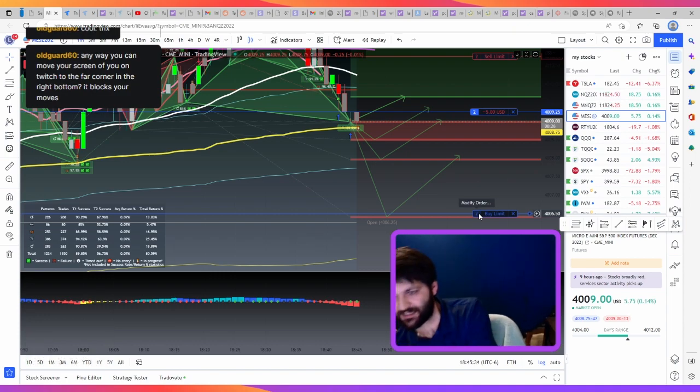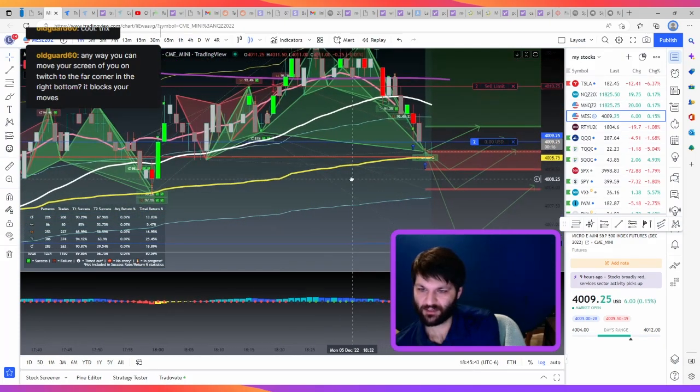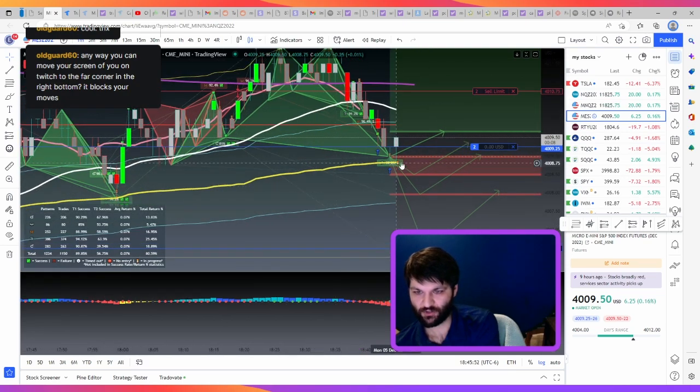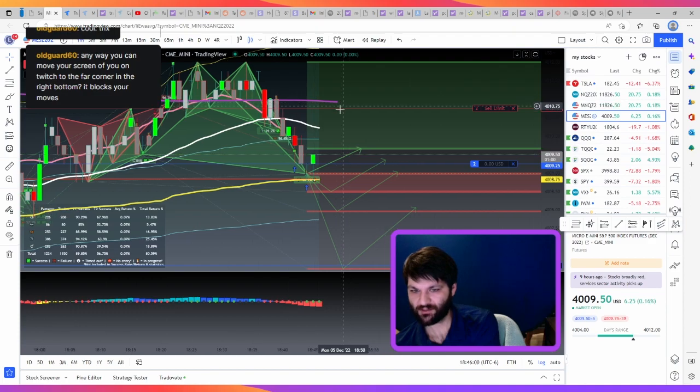And yes, this is MES. We're doing MES. So we're doing the micro ES. And why we entered, just to reiterate, why we entered here. We have our M formation based off of our indicator that we have. We have our VWAP here. We have our point of control here. And then we have our 200 EMA here. So this is a really easy spot to exit.